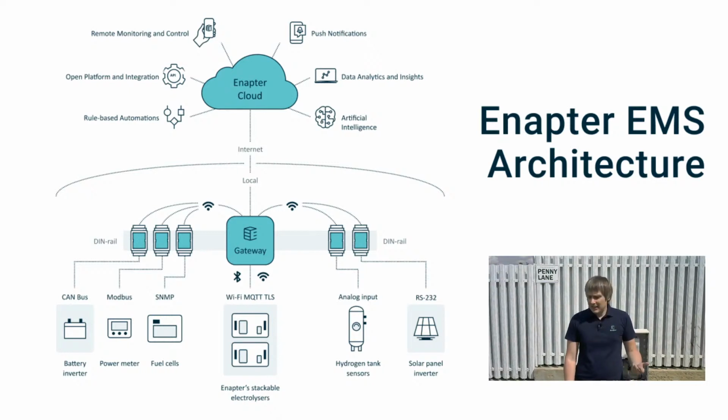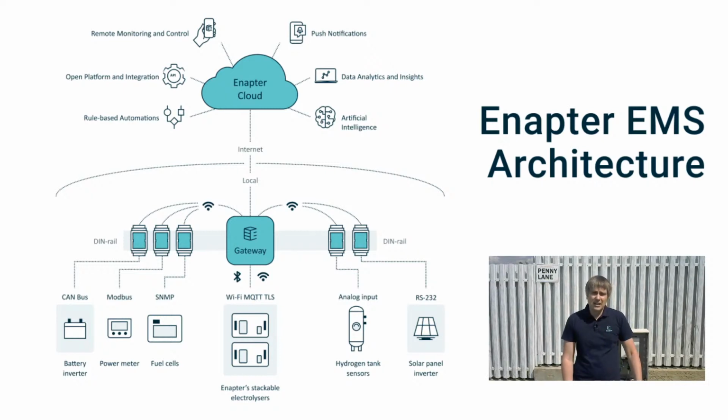Enapter EMS is designed in the way of blocks, which are helping us to address the problems with data acquisition, monitoring, control, and automation wide range of energy devices, including our electrolyzers and third-party equipment, which supports different communication protocols. And also, our EMS allows to enable intelligence for energy systems. You should already see the architecture of our platform on the screen.